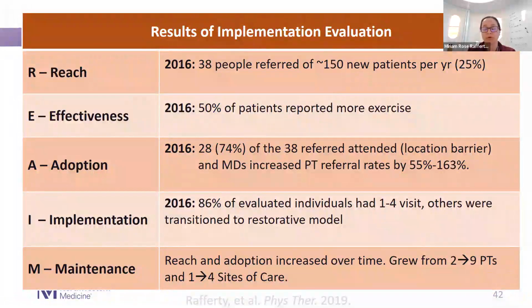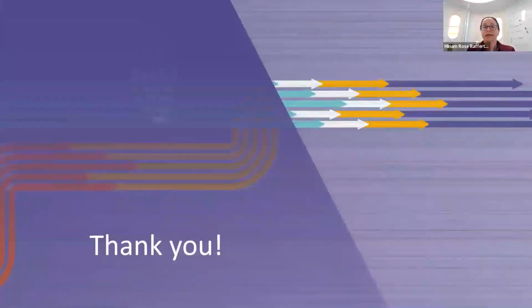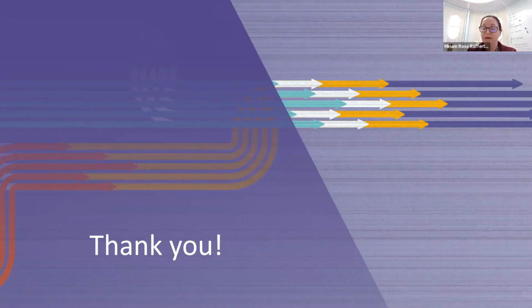And it grew over time from 2 PTs to 9 PTs, 1 to 4 sites of care, and from like 2 doctors who are referring to us to 11 unique doctors who are referring to the program, and it's spreading to other diagnoses as well. So that was just a way that we operationalized measuring our fidelity and our RE-AIM outcomes in a really simple, direct clinical program.